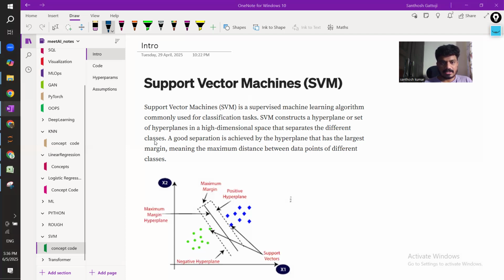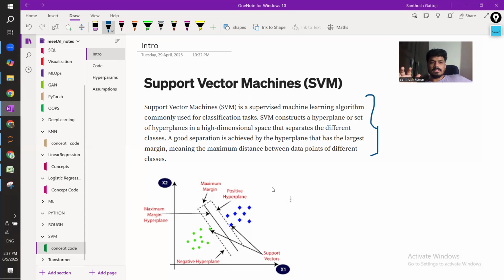that separates the different classes. A good separation is achieved by the hyperplane that has the largest margin, meaning the maximum distance between the data points of different classes. Okay, so this is a definition. Nobody will understand anything from this definition, but we'll understand what the main concept is.